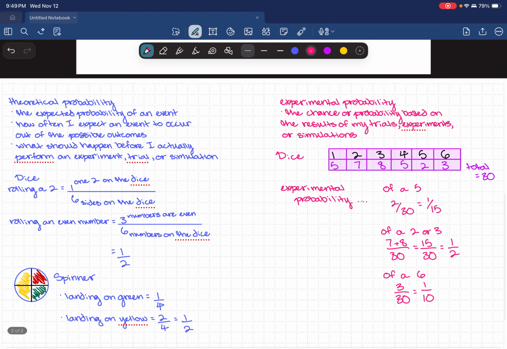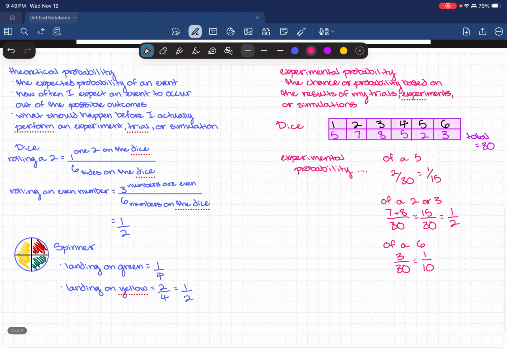So hopefully that clears it up just a little bit better. I know I only did dice, but this should give you a better idea of the difference between theoretical and experimental. If you can differentiate between those two and you know how to simplify your fractions, the calculator will really help you. You should be real good for the test.